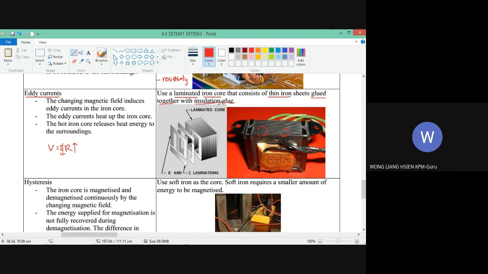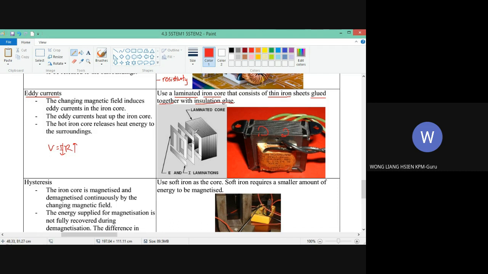So if you use thin sheets of iron, that means you can decrease the cross-sectional area and increase the resistance. When the resistance increases, the current will go down, and in this case it is the eddy current. The eddy current will become smaller. Okay, can you see or not?